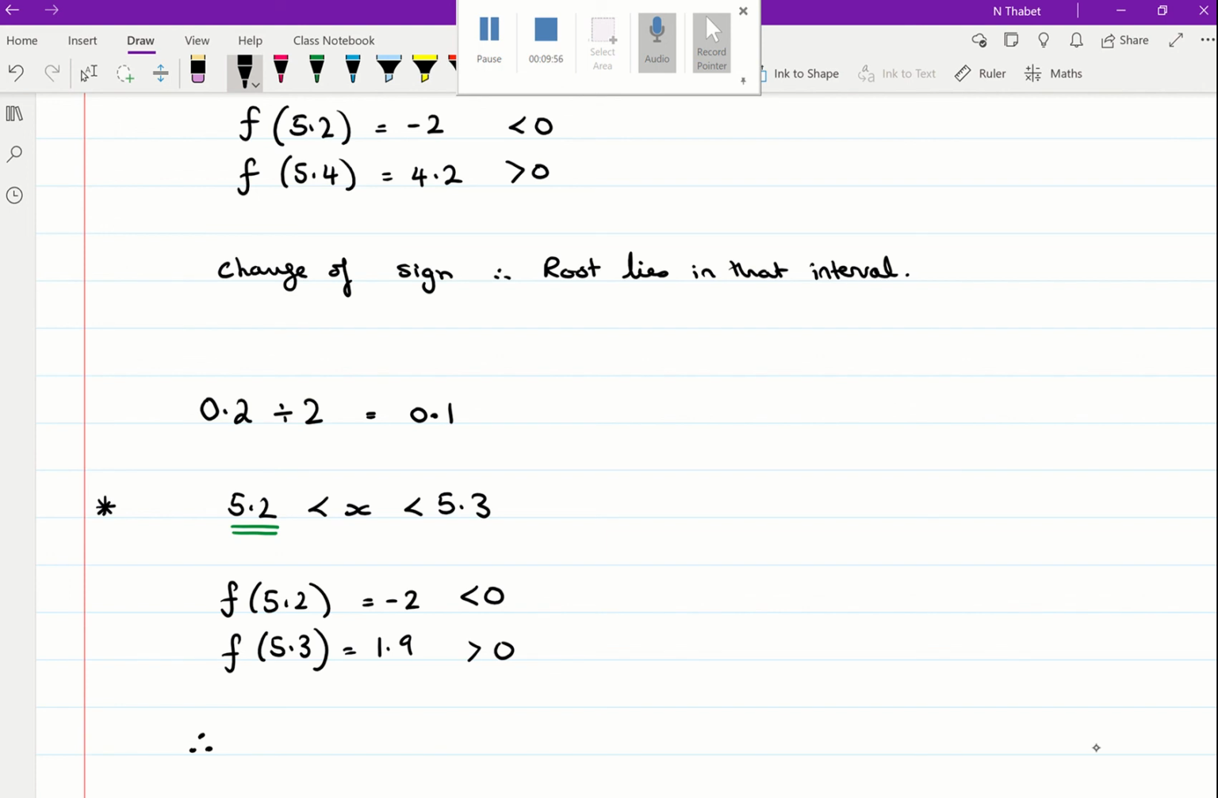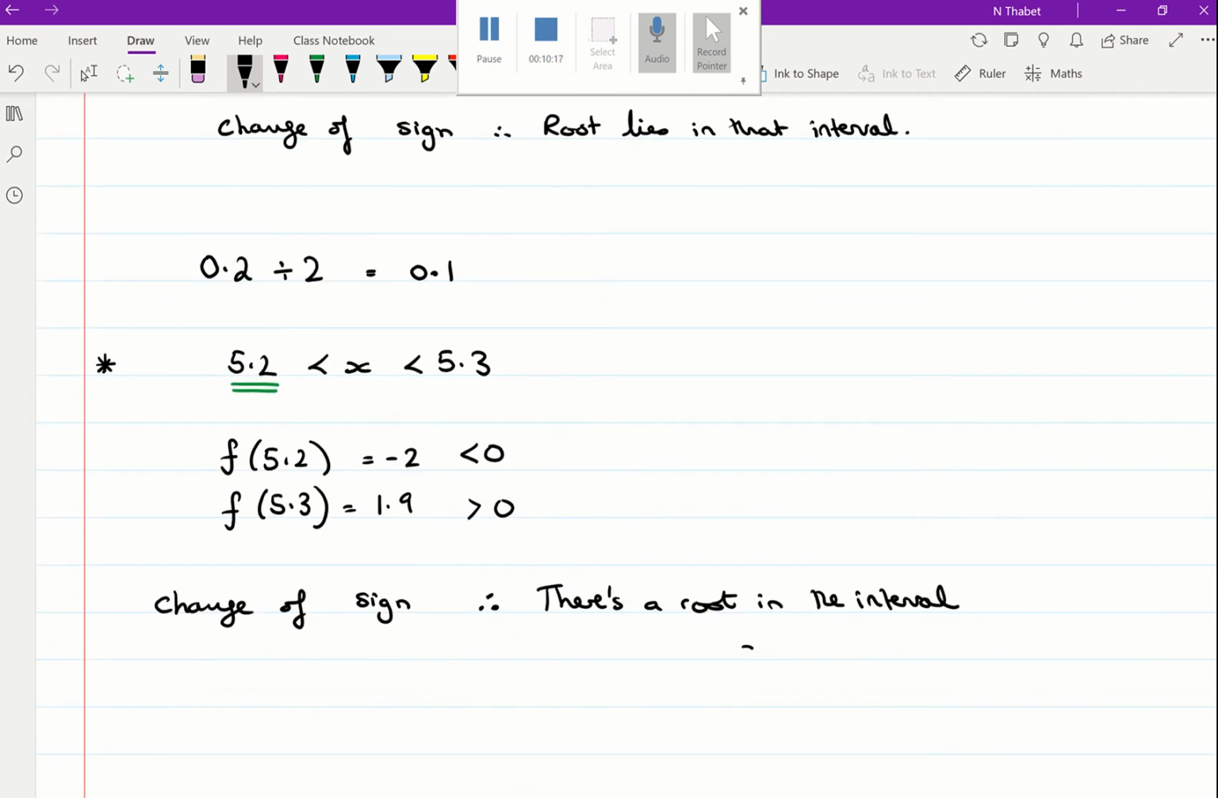Therefore, there's a change of sign. Therefore, there's a root in the interval x is bigger than 5.2 and 5.3. And that's the interval we want, and it's of course to 1 decimal place. So the 0.1 meant not just the width, but it's to 1 decimal place as well.